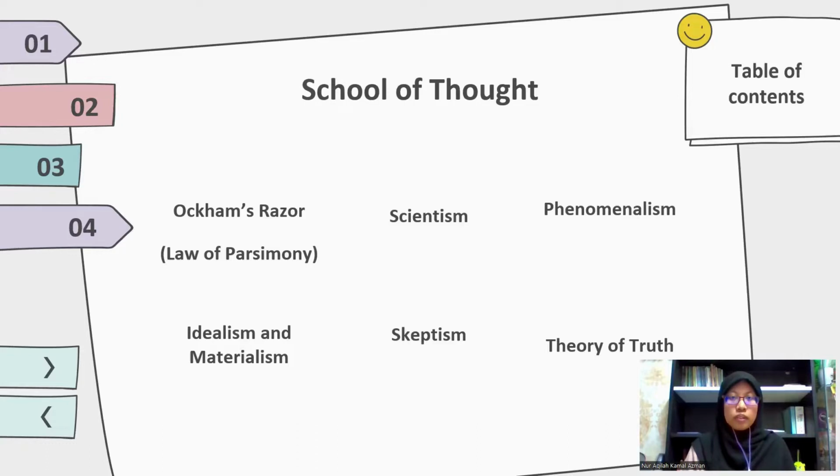Scientism talks about scientific method or method of natural science. Phenomenalism talks about science in which phenomena are known and can be observed. Idealism is about mind as the ultimate reality, while materialism is about matter, such as mind, thought, feeling, and many more. Skepticism can be said as doubt and belief in nothing. Lastly is the theory of truth, which is correspondence truth, coherence truth, and pragmatic truth.